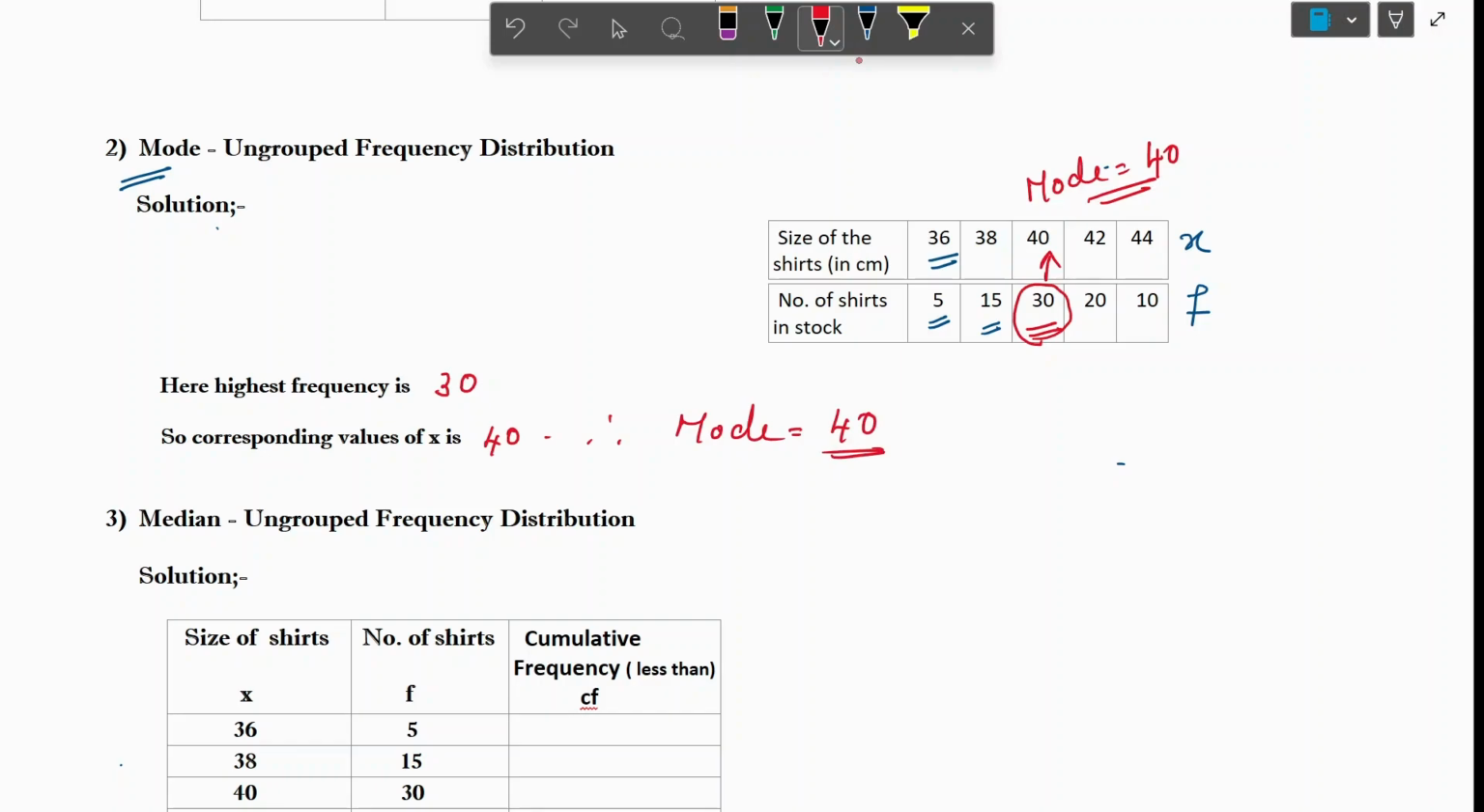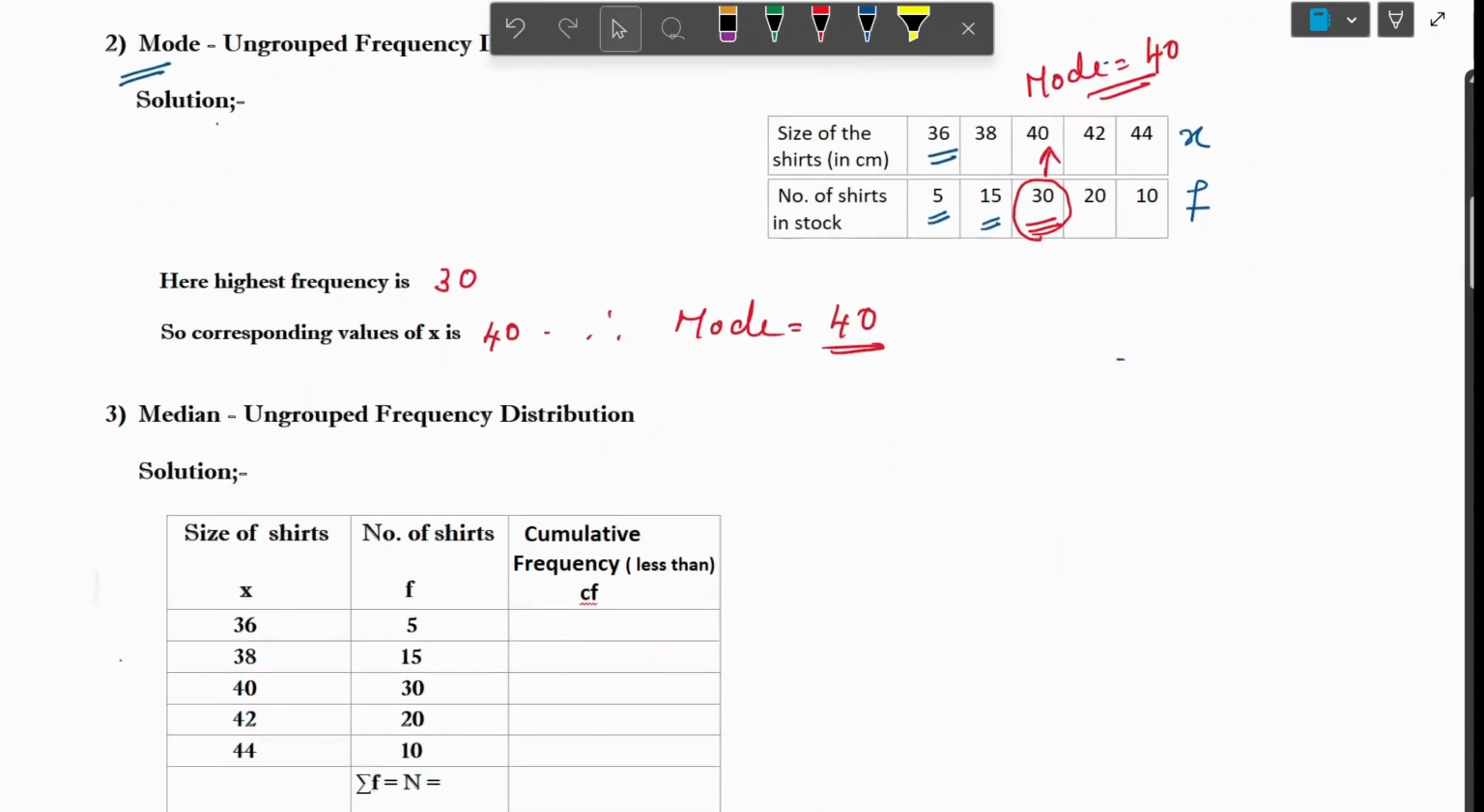You already calculated your arithmetic mean, that is 40.38. Now, mode you got it as 40. There is no calculation or anything. From the table itself, you can write what is the value of mode. Therefore, this is the method of finding mode from an ungrouped frequency distribution. Next, we are going to consider median.